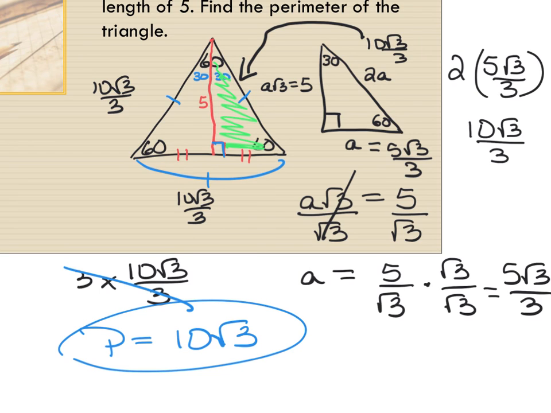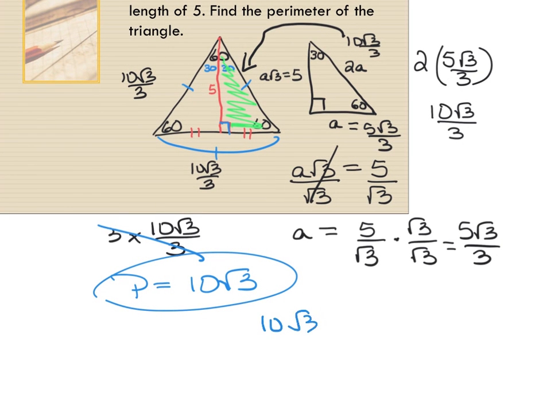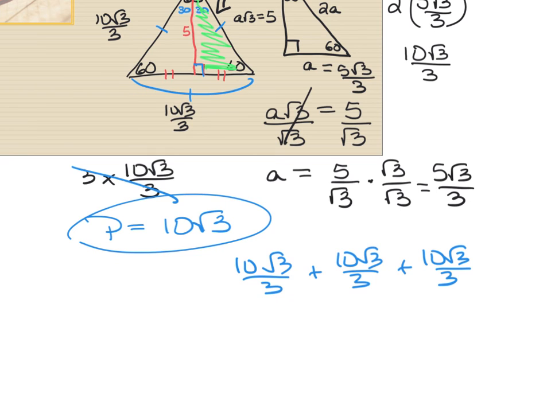You could have also added all the sides, but it's usually easier just to multiply. If it's a triangle, just multiply it by 3. But I could have also added 10 root 3 plus 10 square root 3 plus 10 square root 3. Remember, when you add fractions, you keep the denominator. So this becomes 30 square root 3 over 3, and then 30 divided by 3 is 10. So you can get the perimeter that way as well.